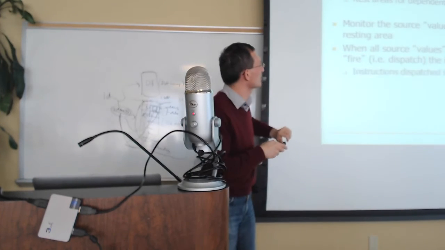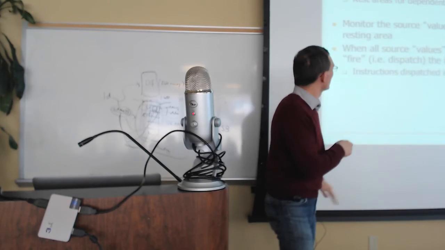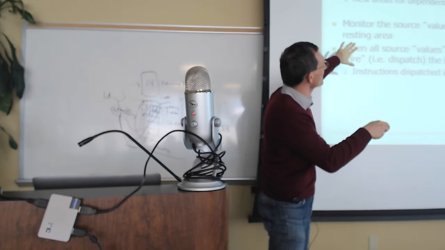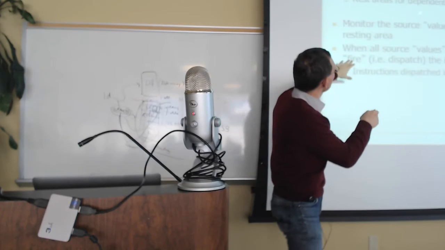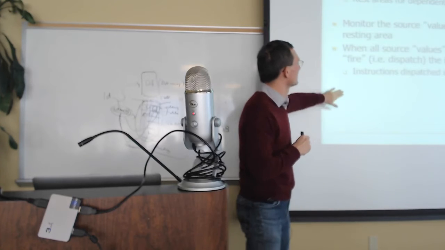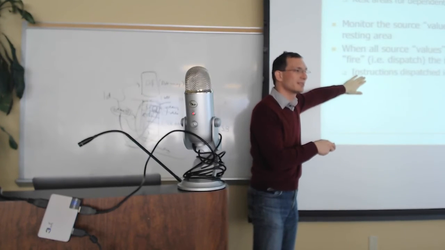That's the idea of out of order execution. Instructions are now dispatched in data flow order, right? Because of this, basically. You put all the instructions into the reservation stations, and whenever source values become ready, they get dispatched to a functional unit. And this happens in data flow order, not control flow order.